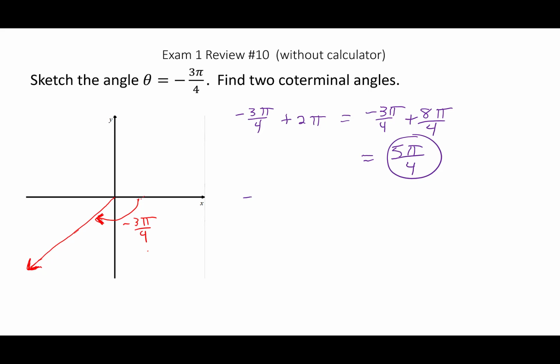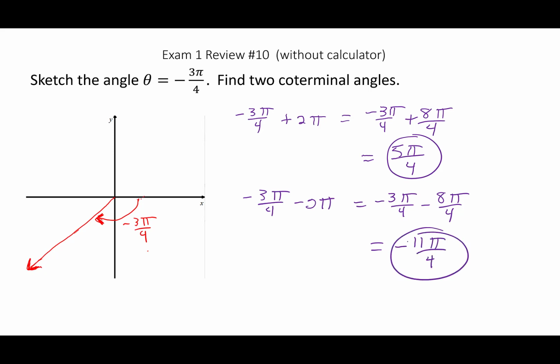Another coterminal angle, we would take negative 3 pi over 4 minus 2 pi. That would be the same as negative 3 pi fourths minus 8 pi over 4. And we would call that negative 11 pi over 4. Of course, there's an infinite number of coterminal angles, and you could choose any of those since there aren't any more specific instructions given.